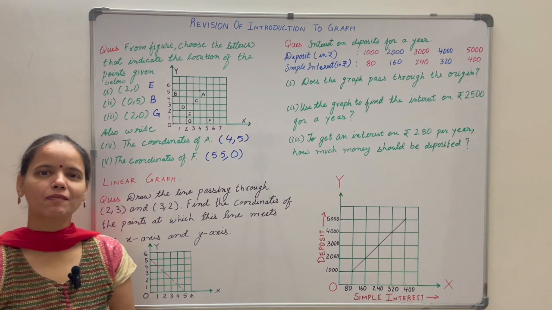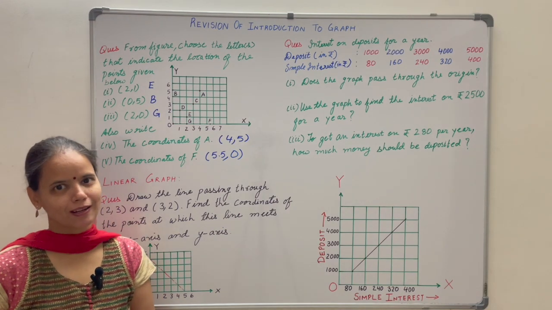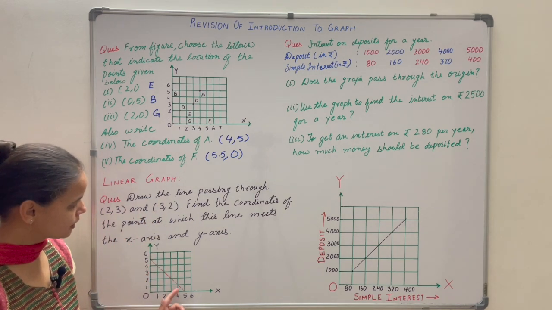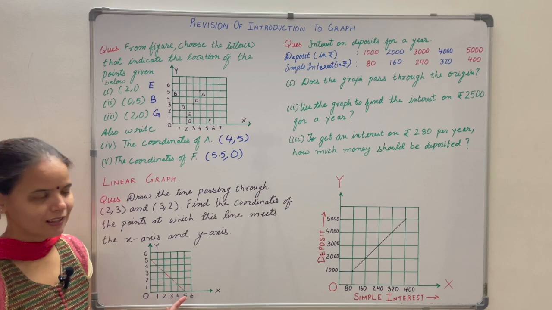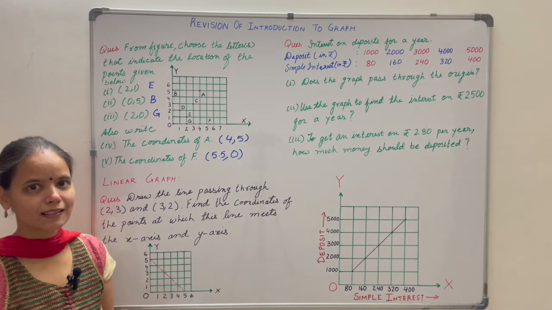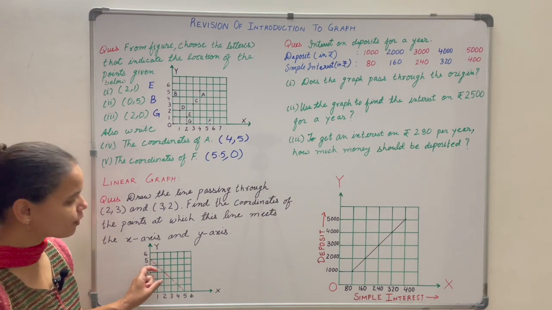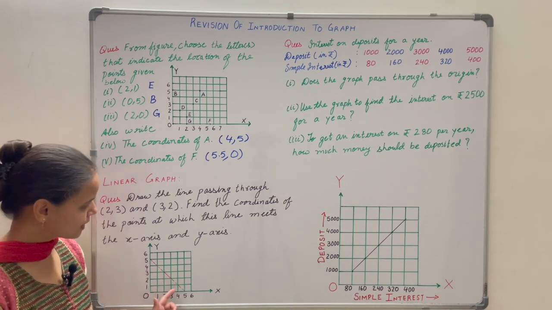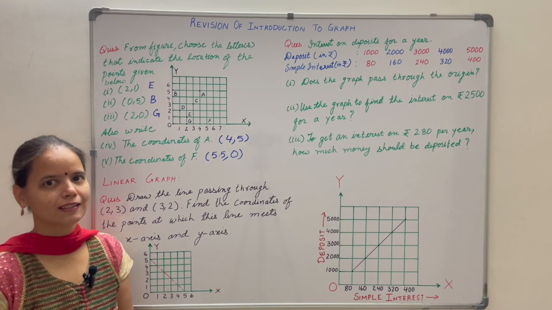Linear graph. Sometimes the graph may be a whole unbroken line. Such graphs are called linear graphs. As you can see here, this is one continuous straight line. So this is called a linear graph. It is not in bits of line segments. It's a continuous whole unbroken line. So such type of graph is called a linear graph.